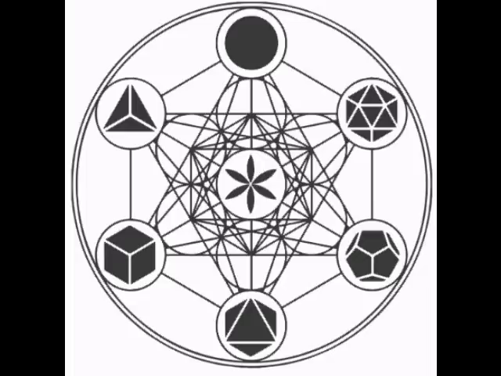So, yes, as you can see, we're looking at Metatron's cube, and we can see the 7 or 6 main platonic shapes. And I like this version of Metatron's cube because it also incorporates in the centre the flower of life, and I'll show you a few different variations of that later on.